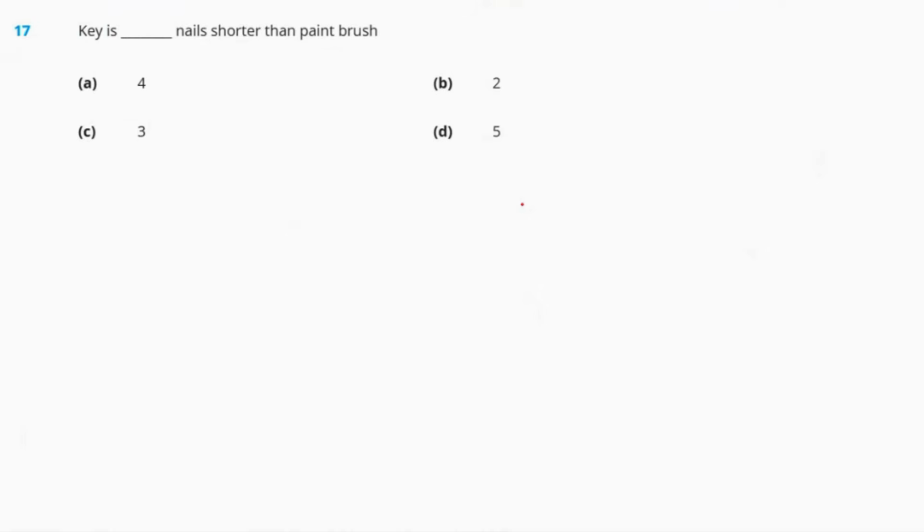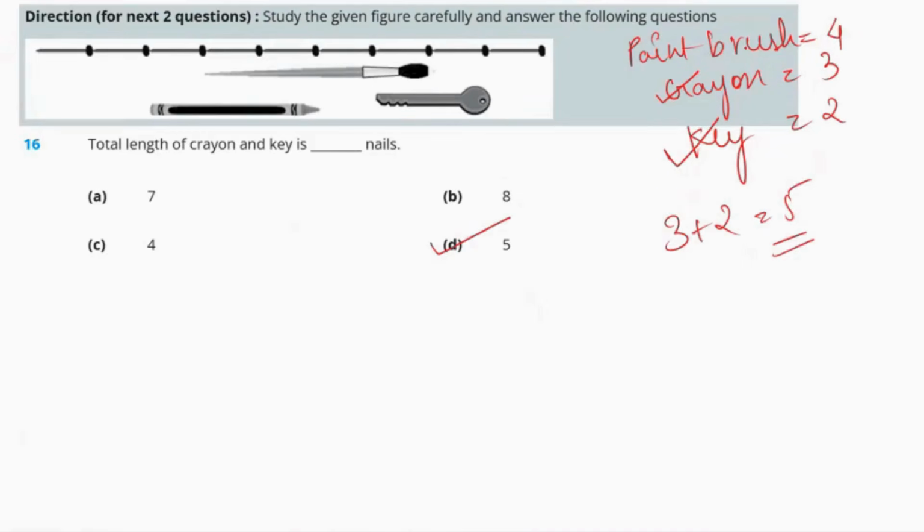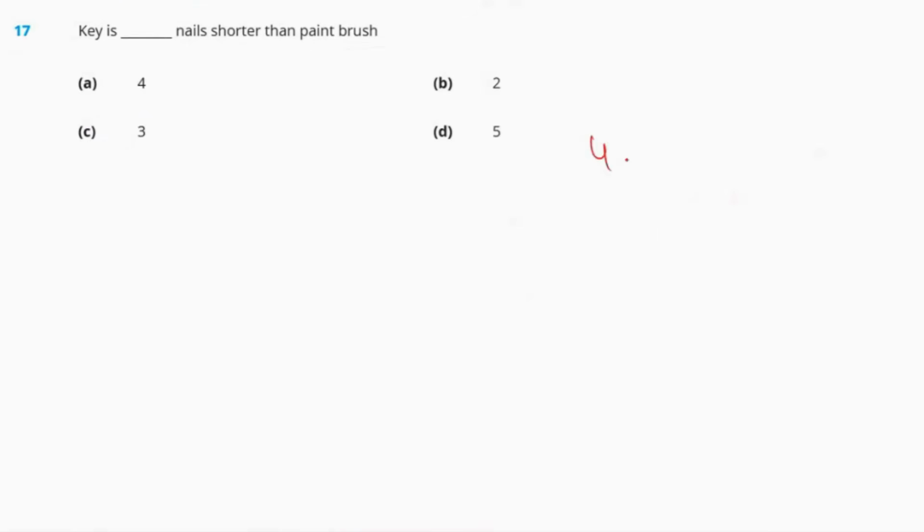Question 17. Key is dash nails shorter than the paintbrush. Okay. Now, see, the measurement of the paintbrush was 4 nails and the measurement of the key was 2 nails, right? So the difference between these two is 4 minus 2, that is 2 nails, right? Therefore, we'll say key is 2 nails shorter than the paintbrush. So the answer will be option B.